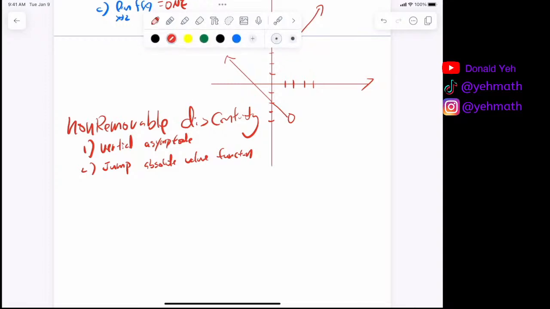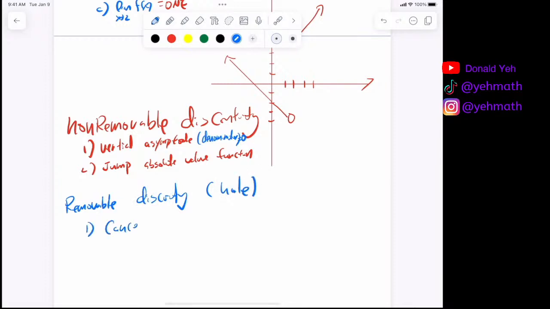So for your information on the test, you have to know how to find a vertical asymptote. That means denominator equal to 0. So that is a vertical asymptote. Jump is usually an absolute value function. Now there's a removable discontinuity.